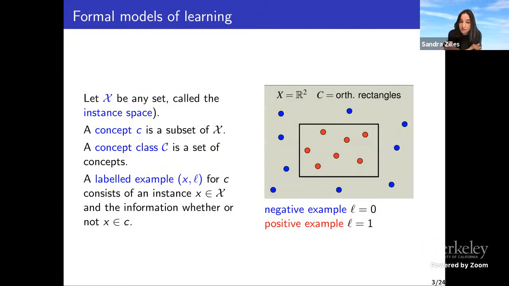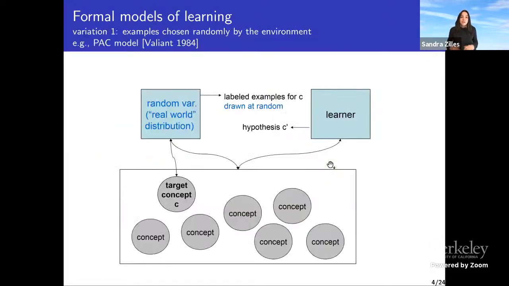In my formal learning models that I'll be talking about today, I will always be assuming there is some instance space that could be any set X, and a concept is just a subset of that instance space. A concept class is a class of concepts. The learner will be presented with labeled examples for concepts. That means just a pair (x, l), where x is an element of the instance space and l is a label, either 1 or 0, depending on whether or not x belongs to the concept. In this simple example here, X is the Euclidean space and the concept class would be all orthogonal rectangles. And this could be one target concept with a bunch of examples that the learner sees.